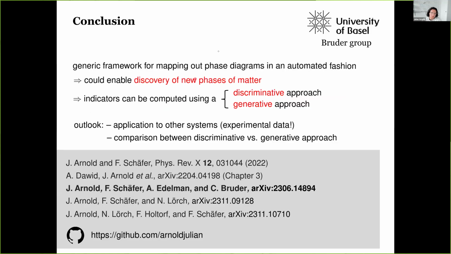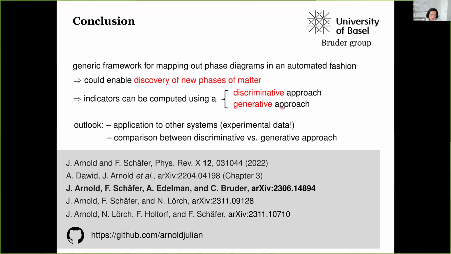Right, so that brings me to the end. I've shown you a generic framework for mapping out phase diagrams in an automated fashion, and this could enable the discovery of new phases of matter. I've shown you that this boils down to solving a classification task based on which we can compute an indicator. And this classification task can be solved in two distinct ways: a discriminative approach, which has been the most popular so far in the literature, as well as a generative approach, which is the main proposal of our new work.